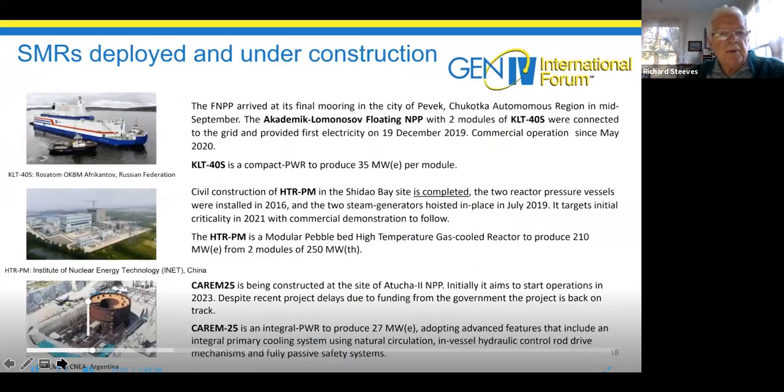Here are some examples of some of them that are deployed. Another view of the Russian one, this one from China, and this one from Argentina.